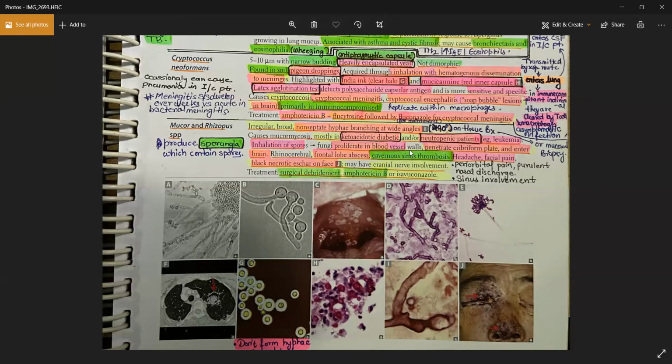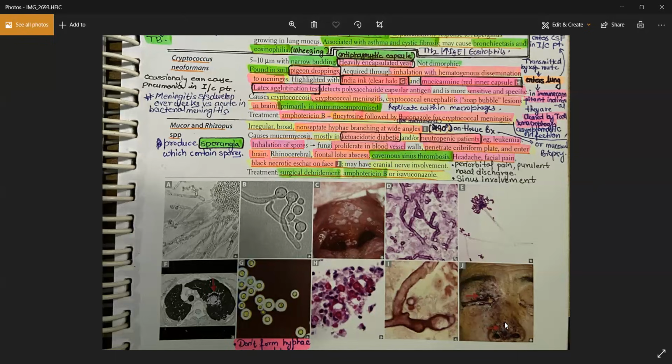Remember the nerves that pass through the cavernous sinus? Anyone? 3, 4, 6. Exactly, and 5-1, 5-2 and 5-3. They also pass through the cavernous sinus. So we'll get symptoms regarding the function of these nerves. And of course you will get headache and facial pain because of the sinus involvement, and you will get a black necrotic scar on the face.